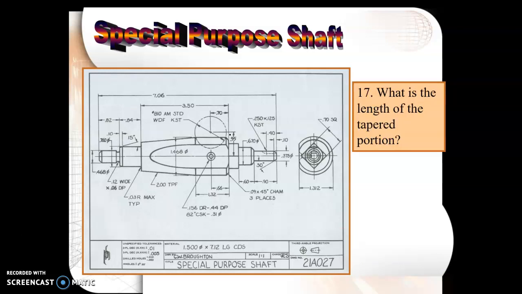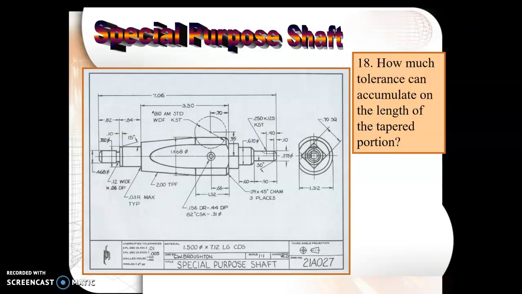What is the length of the tapered portion? This is another new concept that we just learned about in this unit. Here we have a taper, and the taper goes from here over to here. We're going to need to know what that length is, and that is what the question is asking. Here we see the length of this portion of the special purpose shaft is 3.50, and that goes out to here. Then if we come down here, this dimension goes back to where this tapered portion begins, and it has a dimension of 1.32. So we just need to take our 3.50 minus 1.32, and that's 2.18. That is the answer there.